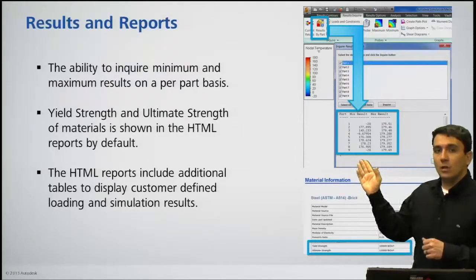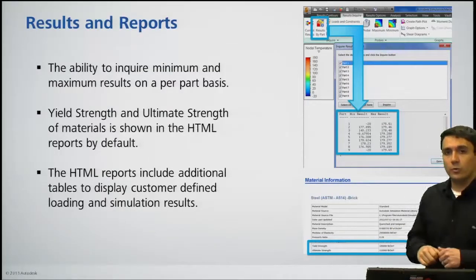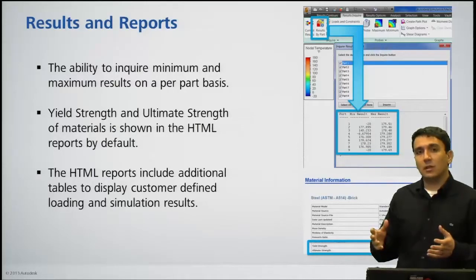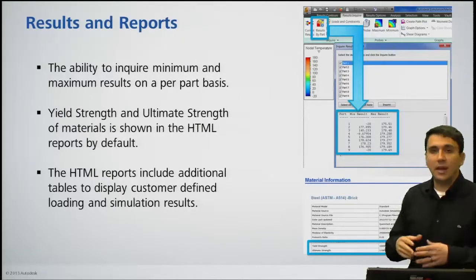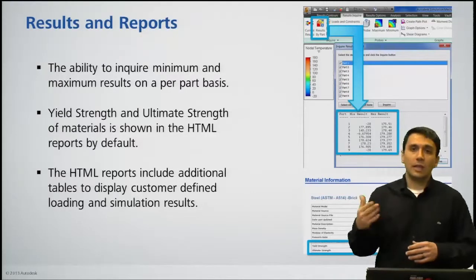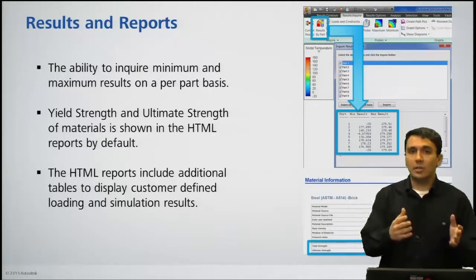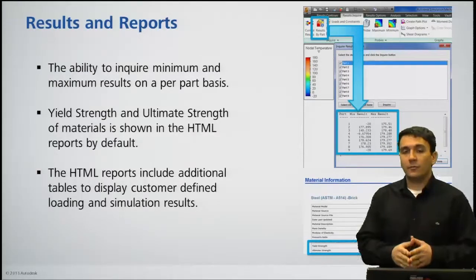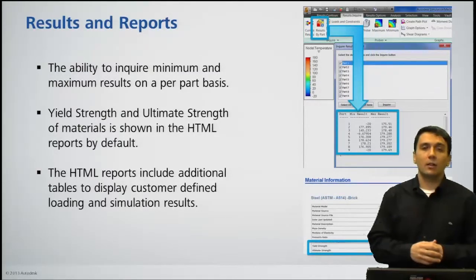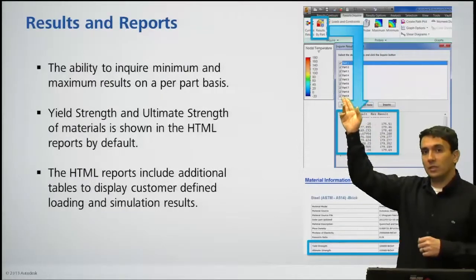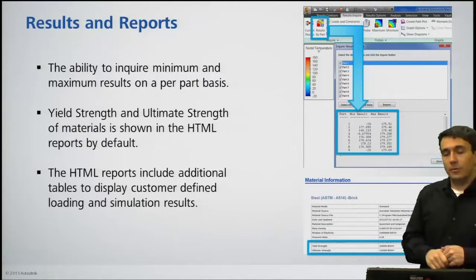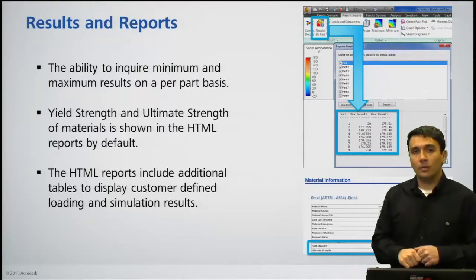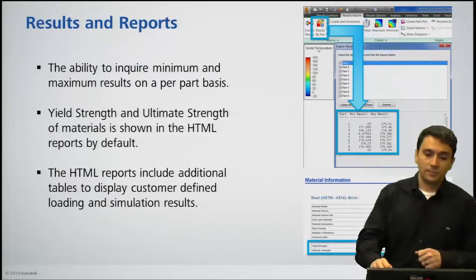And this will be very useful for people who are analyzing assemblies with a large number of parts, because in the past you would have to literally isolate a part and look at the minimum and maximum result of that object one by one. And if you have, for example, 100 parts, that could take a long time. But in this release, with a single button click, you will get a list of all the minimum and maximum results on all the parts in a nice format.